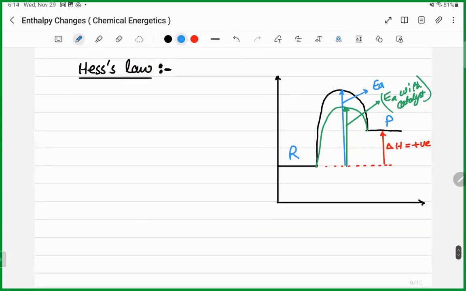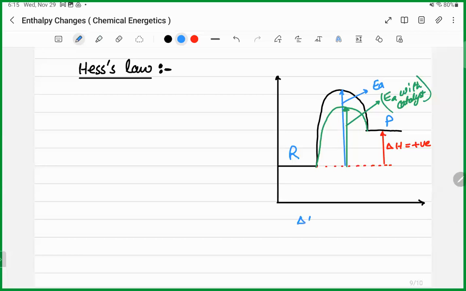Catalyst क्या करता है? Catalyst speeds up the rate of reaction. कैसे करता है? By lowering the activation energy value, by performing the same reaction through an alternative route. ठीक है? अब ये बात ध्यान में रखते हुए, is there any difference in the delta HR value with catalyst or without catalyst? क्या enthalpy change पे कोई फर्क आया? नहीं आया ना? क्यों फर्क नहीं आया?